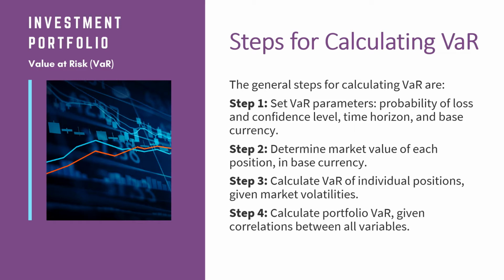The general steps for calculating value at risk are: Step 1. Set value at risk parameters, the probability of loss and confidence level, time horizon, and base currency. Step 2. Determine market value of each position in base currency. Step 3. Calculate the value at risk of individual positions given market volatilities. Step 4. Calculate portfolio value at risk given correlations between all variables.